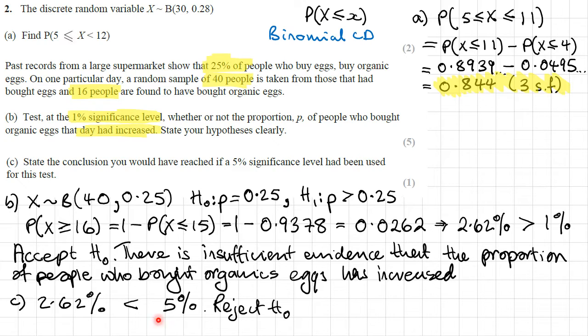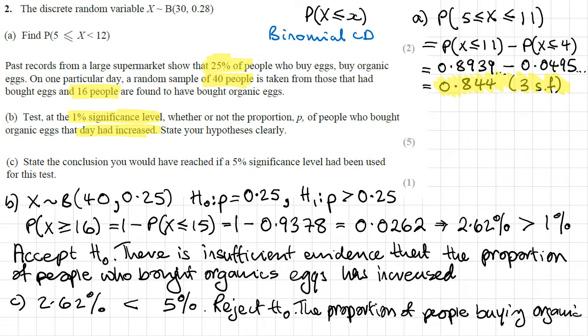So at 5%, we're basically saying, to have 16 or more people come in and buy organic eggs is unlikely. So I'd reject H0. And then my conclusion would be that there's evidence to show that the proportion of people buying organic eggs has increased. So I'd come up with a different conclusion with a different significance level.